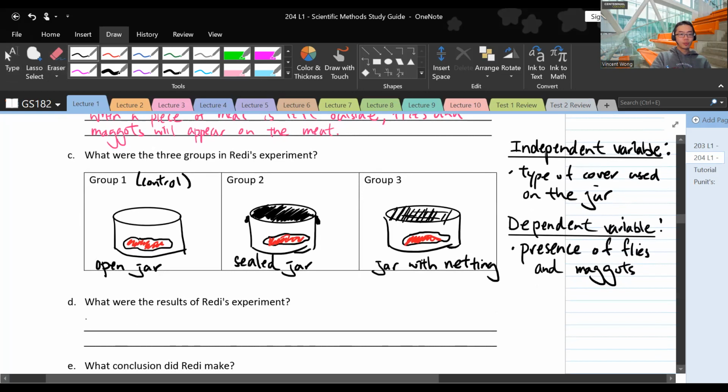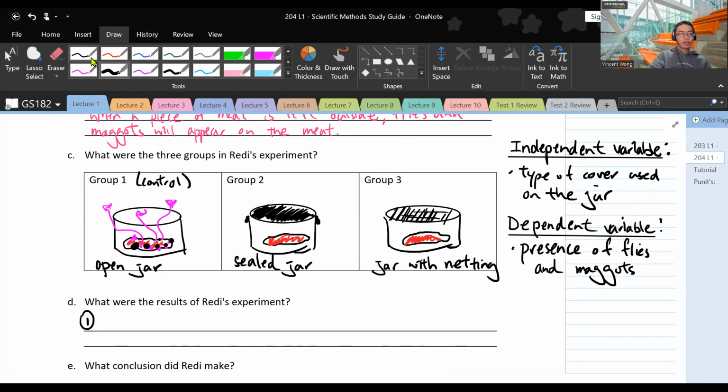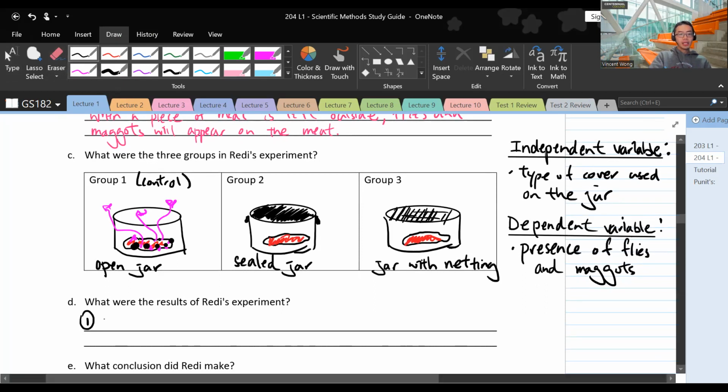Okay, let's say this is group one. Group one, you would have flies all over the place, and then maggots would be crawling on them, right? Okay, let's make the maggots bigger. There we go. So this would be maggots plus flies on the meat. It's a pretty gross sight.